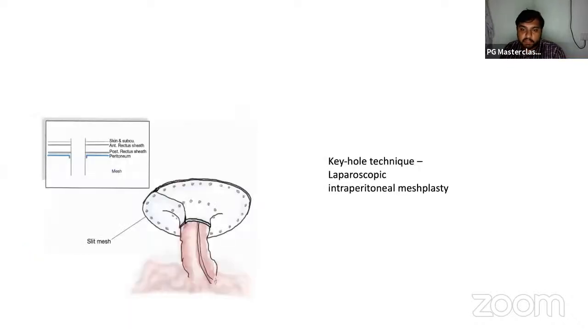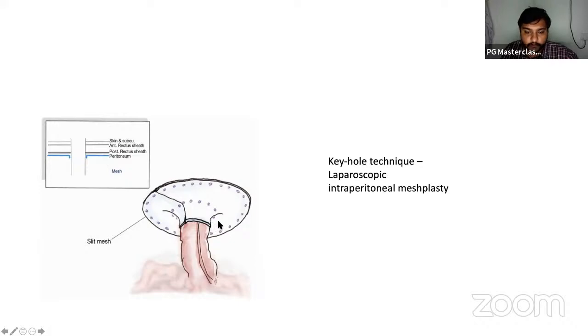This is the keyhole technique in laparoscopic intraperitoneal mesh plasty. There is a slit and a keyhole, made to accommodate the bowel loop in the mesh before inserting the mesh itself into the abdominal cavity. This is a laparoscopic view.